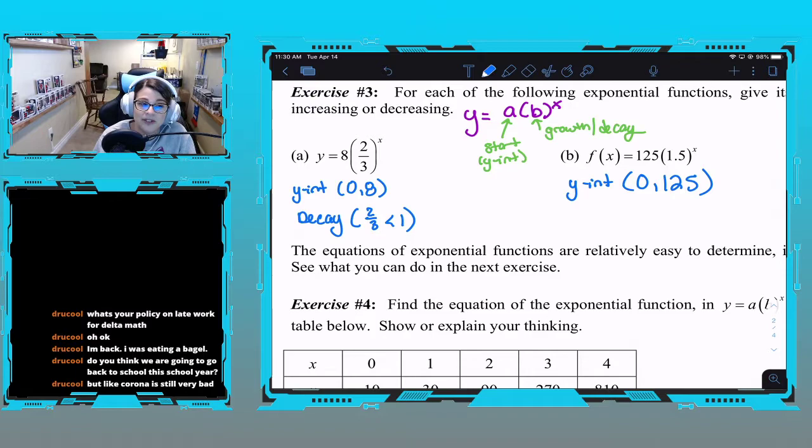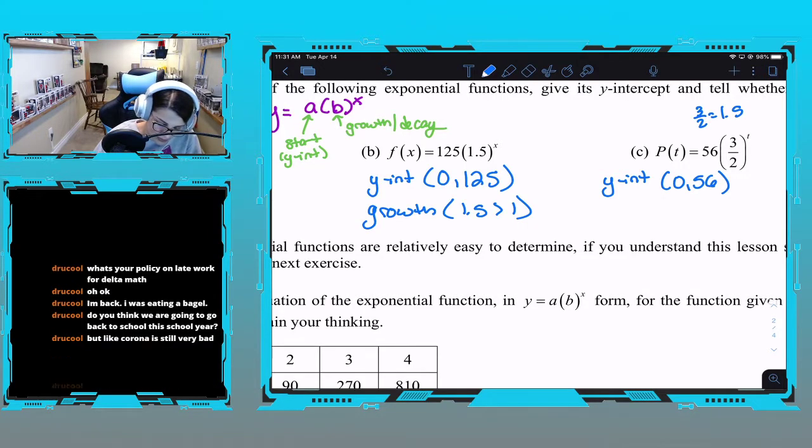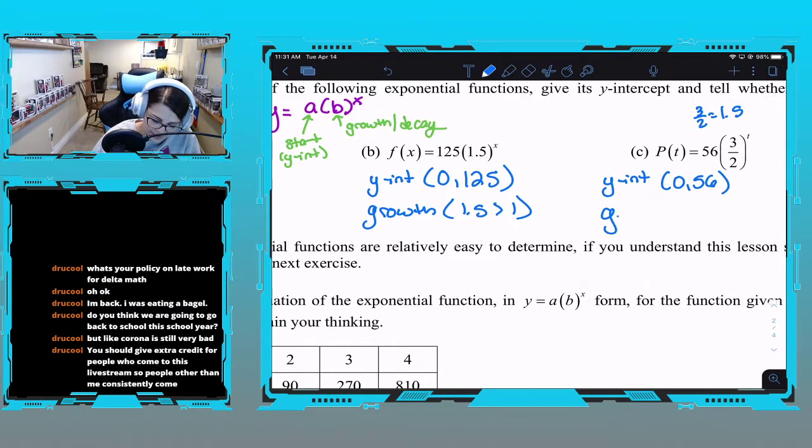1.5 is bigger than 1. So let's say growth. 1.5 is greater than 1. And then our last one, our y-intercept, is the point (0, 5/6), and the base is 3 halves, which if we just simplify that, is 1.5. So again, this one is also growth. 3 halves is greater than 1.